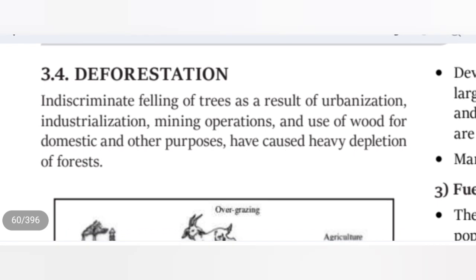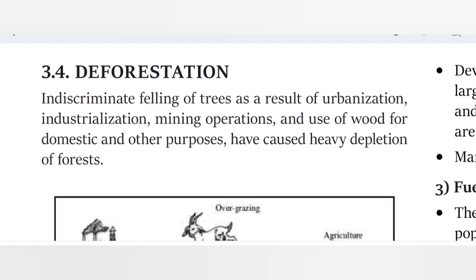Next topic is deforestation. In the next video, I will cover the deforestation part and the rest.